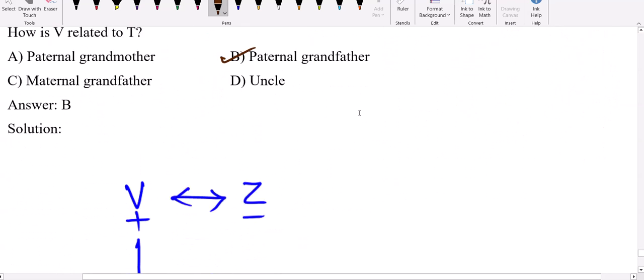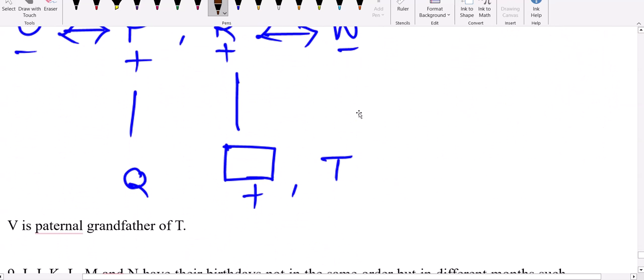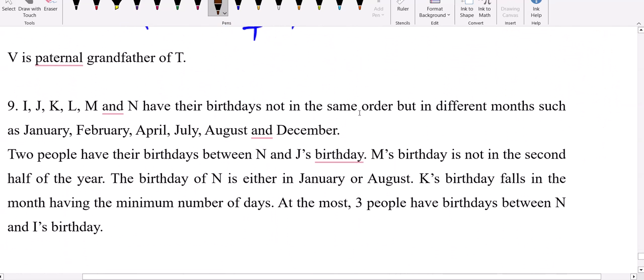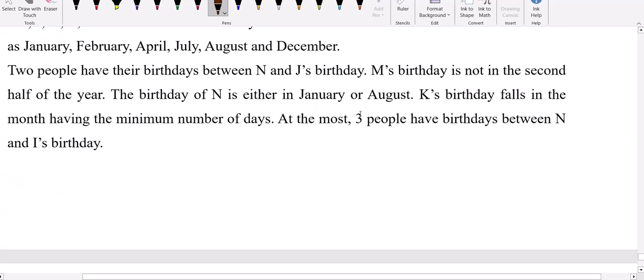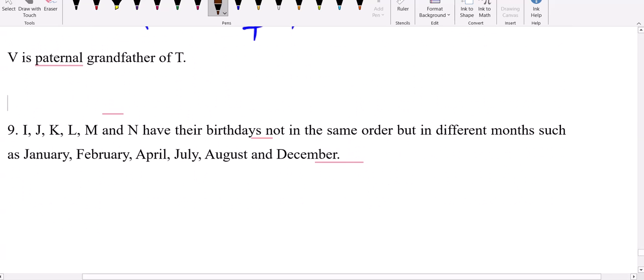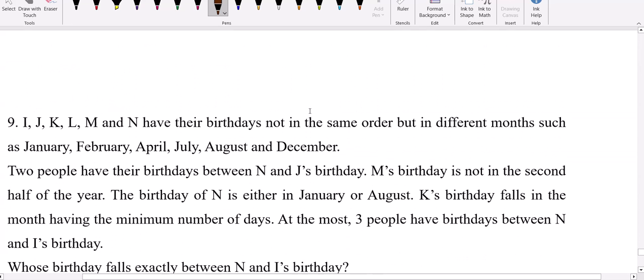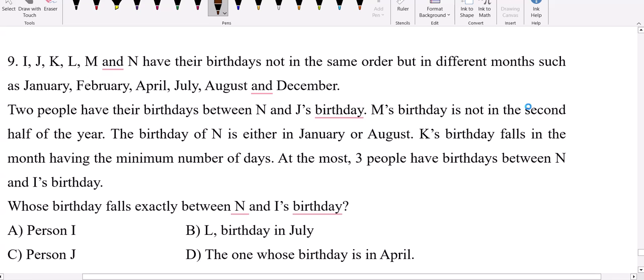Blood relations. Now this question, it's again puzzle type. Yeah. Now you decide which is correct. Again puzzle test related. We have around 6 people with birthdays on different months. Their birthdays are in different months. You need to map which person's birthday is in which month.